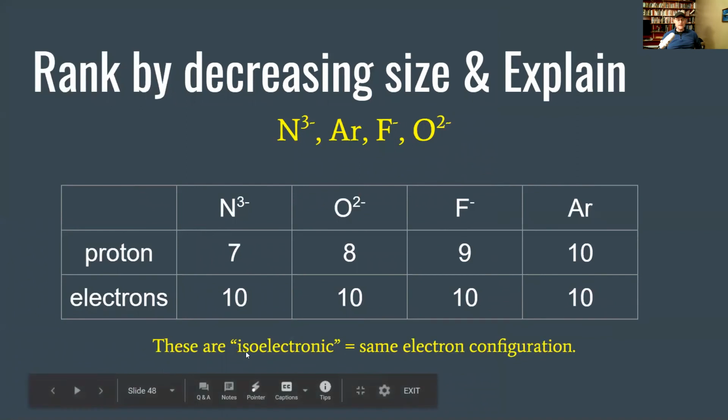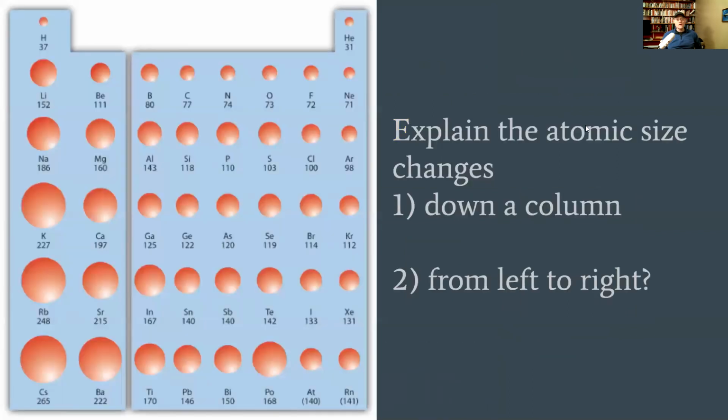Now, there's a term that I've seen the College Board use from time to time, including textbooks, called the term isoelectronic. Isoelectronic means that they have the same electron configuration or the same number of electrons. So these are just the atoms of the periodic table. So these are not ions.